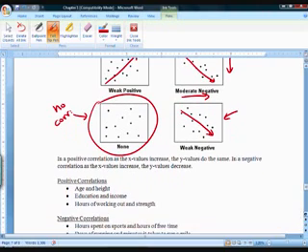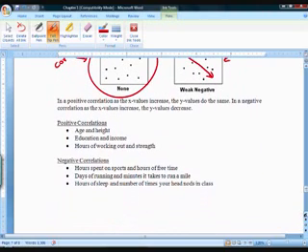Let's talk about some things with positive and negative correlations. Positive correlations: age and height. I've already told you about that. As your age increases, most of the time, your height increases.